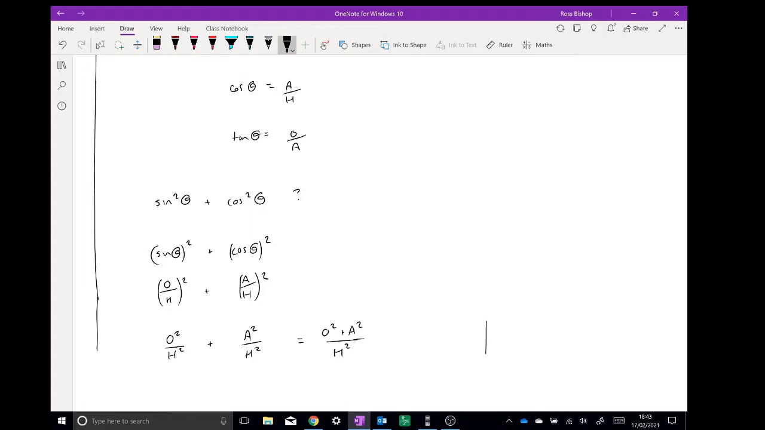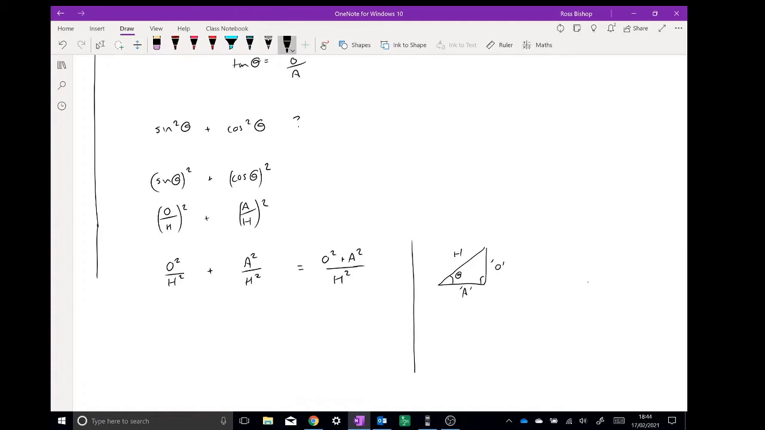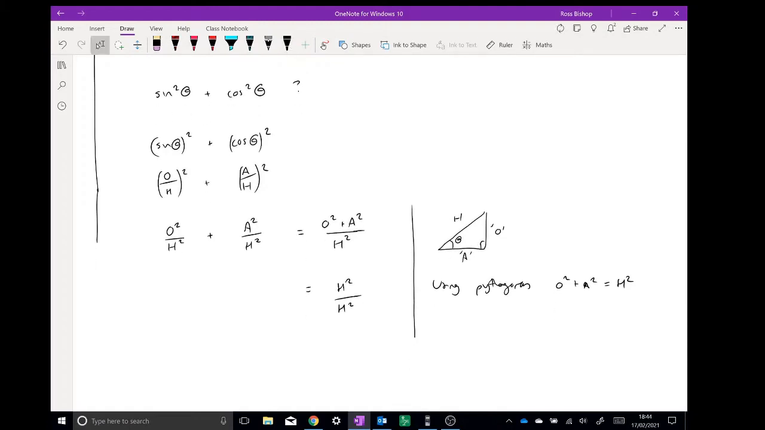Now let's just think about this triangle. So going right back to the original triangle up there, O, A and H, and using Pythagoras, I know that O squared plus A squared equals H squared, because it's a right angle triangle, yeah? So the two shorter sides squared equals H squared. So therefore I know O squared plus A squared equals H squared. So I end up with a situation where I've got H squared over H squared, which equals 1.